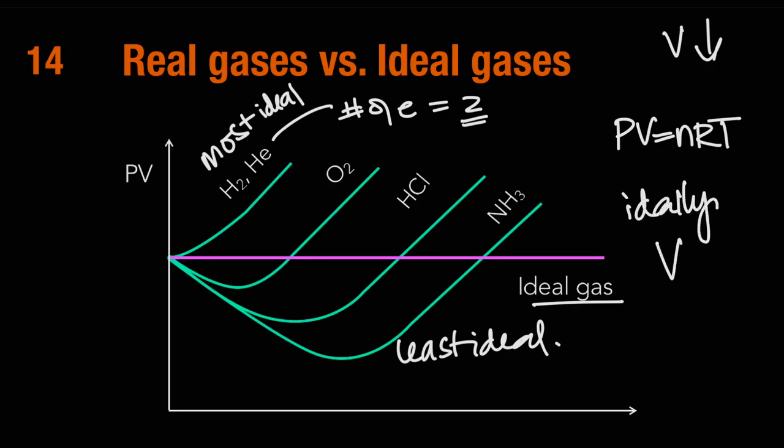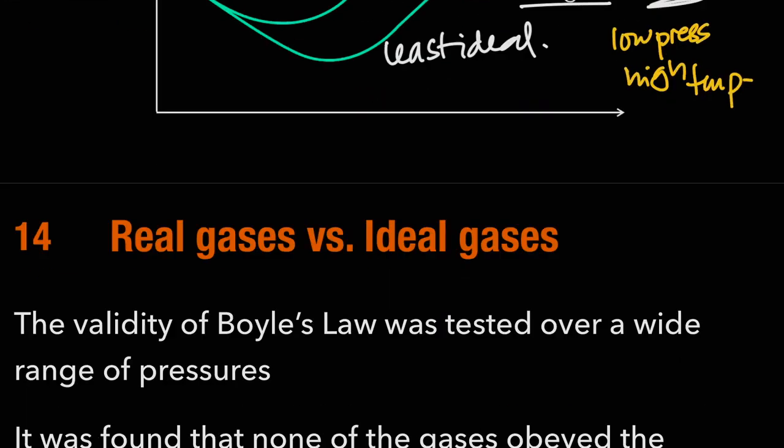But I don't control volume. How do I get high volume? What conditions give me high volume? Less pressure and high temperature. So ideal conditions are low pressure and high temperature. Now all of what I just said is in the notes in the slide. So let's go over that to repeat.